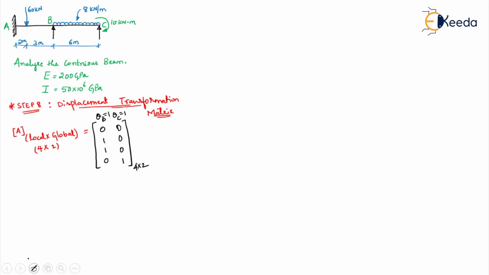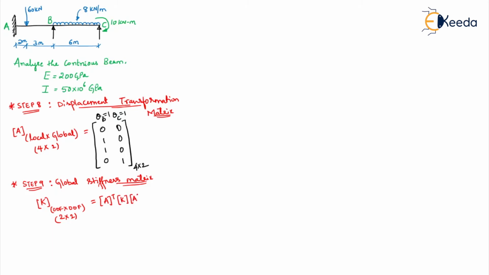Once you find your displacement transformation matrix, what is the next step? You have to find your global stiffness matrix. So step 9 is the global stiffness matrix. What is the global stiffness matrix? Capital K. This will be degree of freedom into degree of freedom. So it will be 2 into 2 in this case, because 2 is the degree of freedom here. What is the formula for that? A transpose K into A.